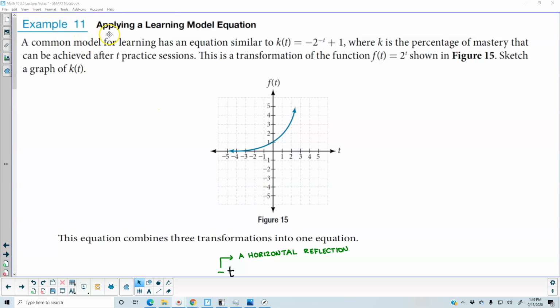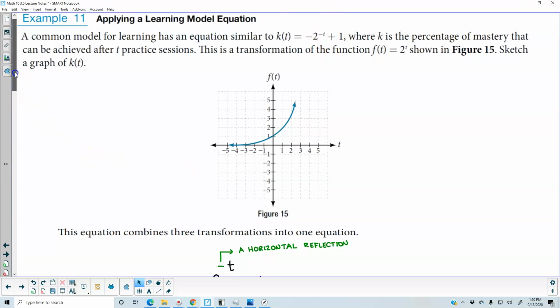In example 11, we're applying a learning model equation. A common model for learning has an equation similar to k of t, which is equal to negative 2 to the power of negative t plus 1, where k is the percentage of mastery that can be achieved after t practice sessions. This is a transformation of the function f of t, which is equal to 2^t, shown in figure 15. What we want to do is sketch the graph of k of t, meaning what our function would look like once we graph this.